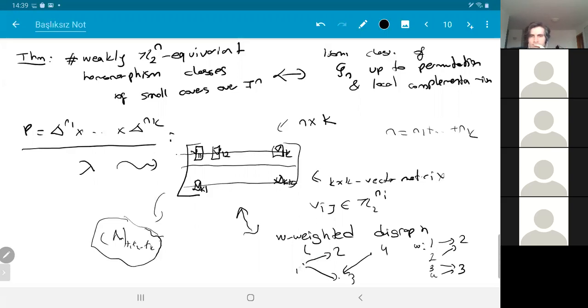Since this edge is directed from 1 and omega of 1 is 2, I will put a vector in dimension 2. Again, this is a vector from 1, so I will put a non-zero vector here. Omega of 4 is 3, so I will put a three-dimensional non-zero vector here. Then, when I write the adjacency matrix of this, instead of putting 1 here, I will put this vector.